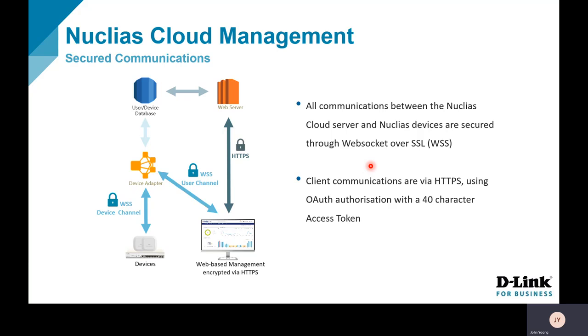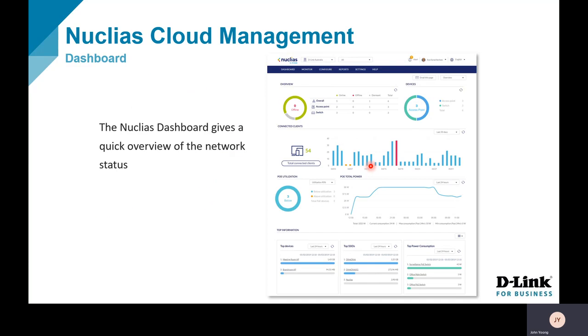to prevent the hacker from hacking your information over the internet. For Nuclias Cloud, we have a dashboard that allows the IT administrator to monitor their network very easily. It will show you the total clients, the total APs or total switches, which one is online, how many are offline, the PoE total power, and the top information. The top information includes the top SSID, top clients, and the top port for the switch, and what their bandwidth is.